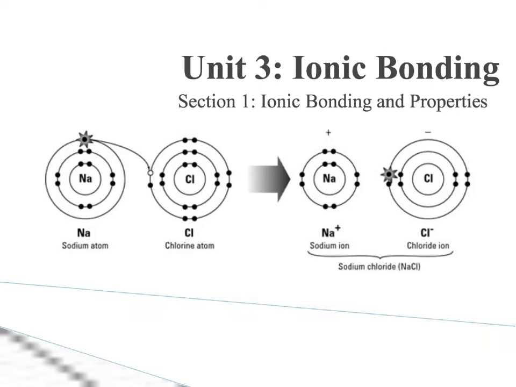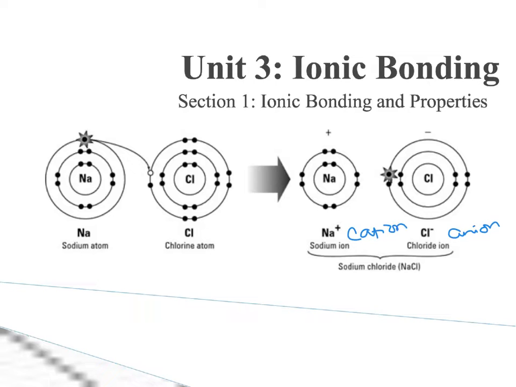All right, ladies and gentlemen, welcome to Unit 3 Ionic Bonding, Section 1, Ionic Bonding and Properties. So we already mentioned that we have atoms that will gain and lose electrons. When an atom gains an electron, it's an anion. When an atom loses an electron, it's a cation.